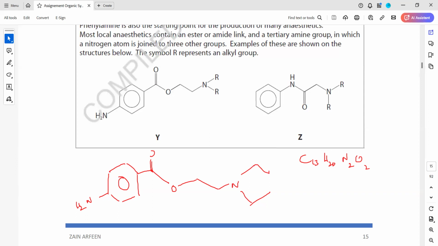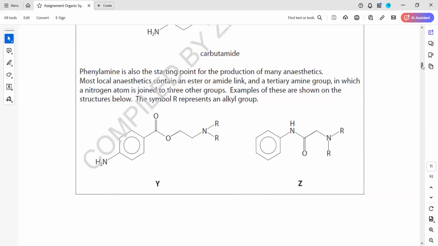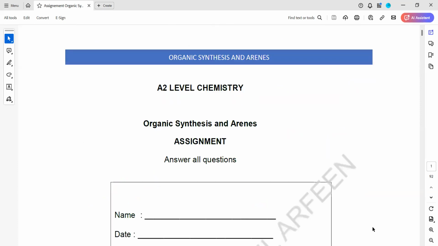So this is a question related to aromatic compounds and arenes. Sorry, question 5, not 6. Question 6 is the next question. This was question 5.